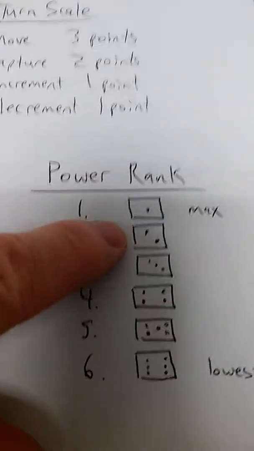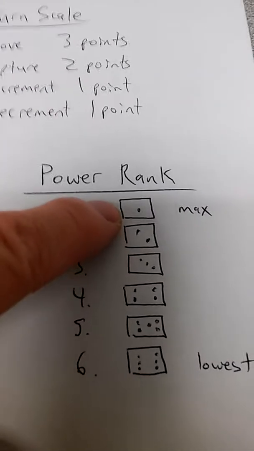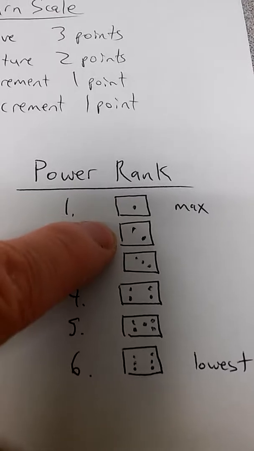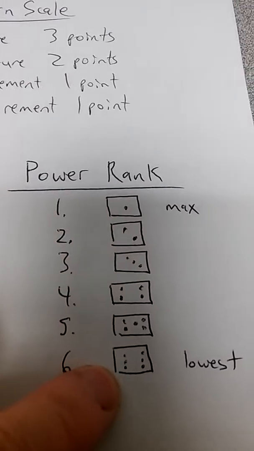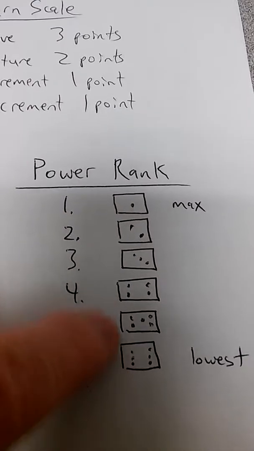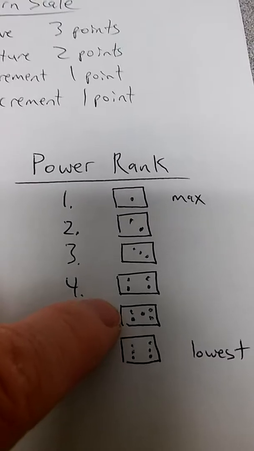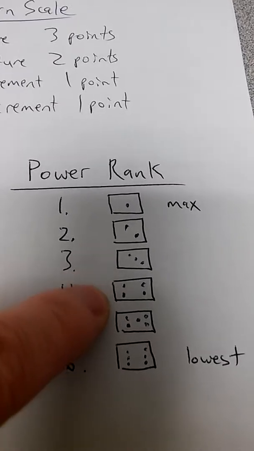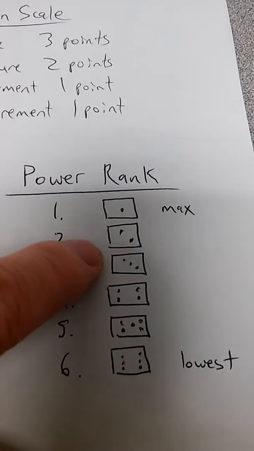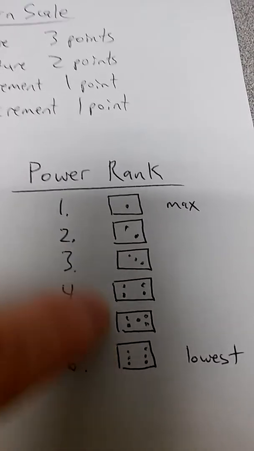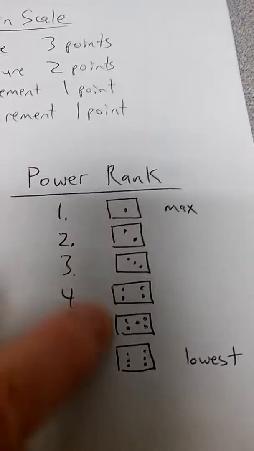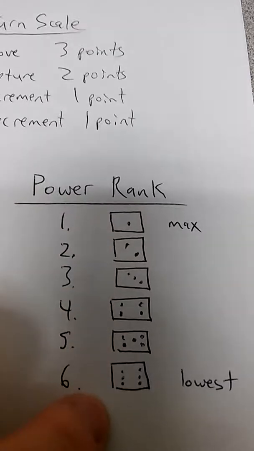This is the top rank. That's the second rank. So a 2 cannot capture a 1, but a 1 can capture a 2. A 6 can only capture a 6. A 5 can capture a 6 or a 5. A 4 can capture a 4 and anything below. A 3 can capture a 3 and anything below. A 2 can capture a 2 and anything below. A 1 can capture anything.